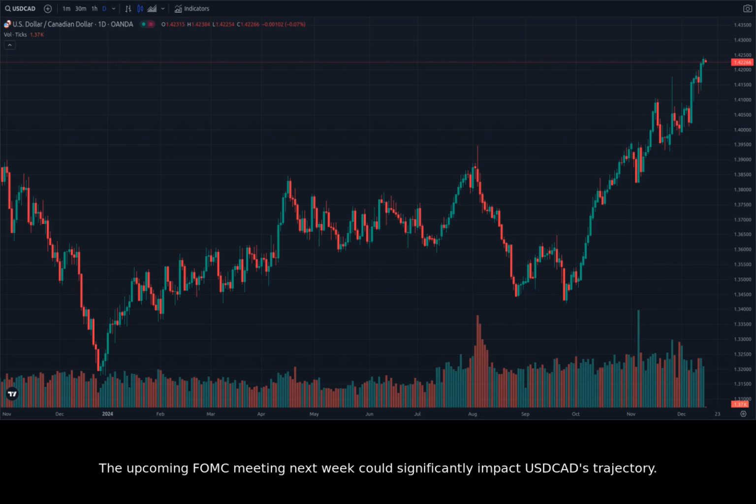The upcoming FOMC meeting next week could significantly impact USDCAD's trajectory. A hawkish stance from the Fed could further strengthen the US dollar, leading to more gains in USDCAD. Conversely, a dovish stance might trigger a reversal. The 1.4391 level stands as a potential target if the bullish trend continues.